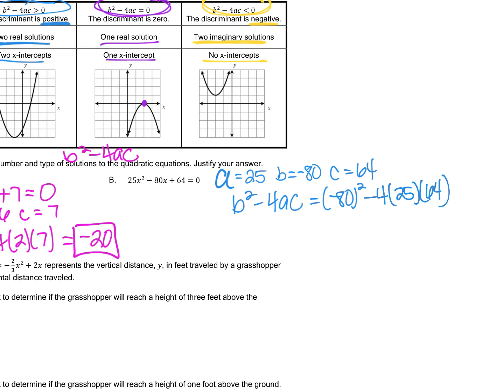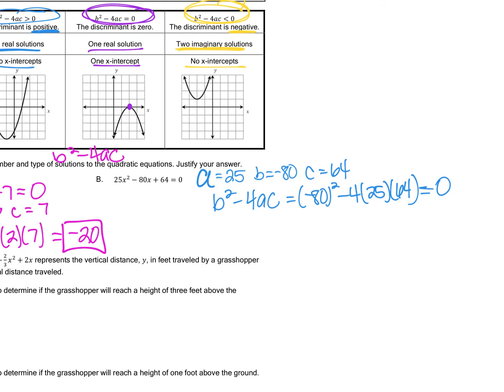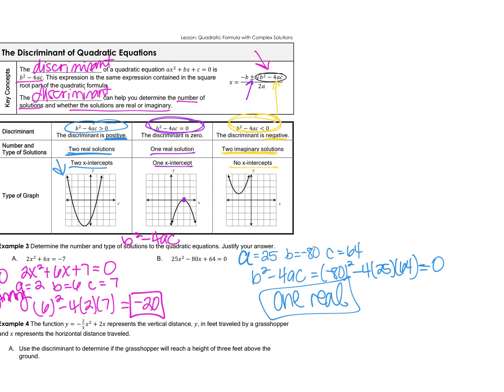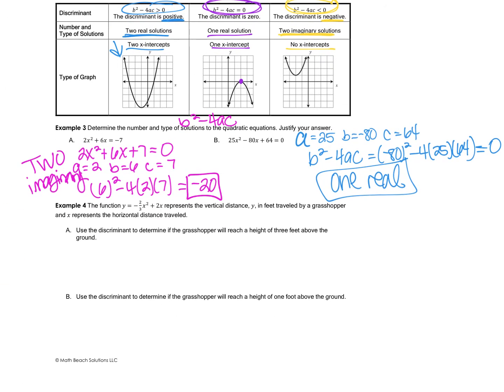So you're working that out. You should get 0 when you work it out. So if it's 0, that means you only have one real solution. Because if you add 0, subtract 0 on your formula, when you're solving, you get the same number. So that's why there's not two.